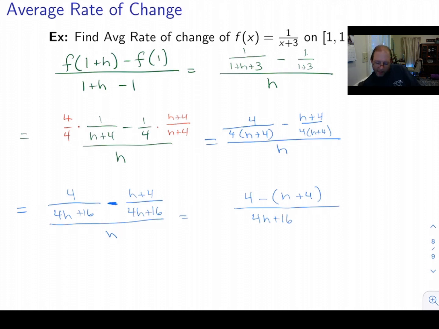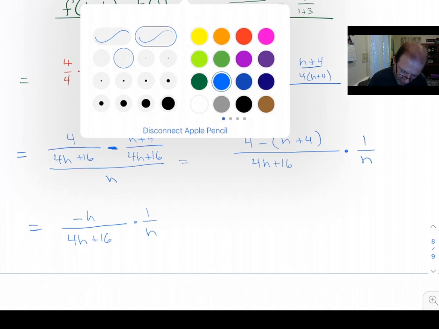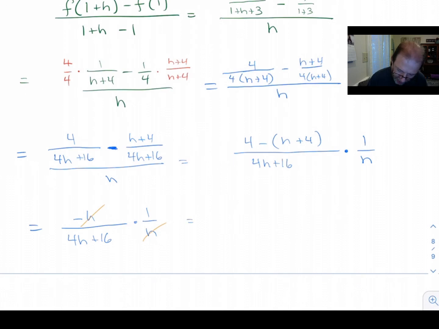Instead of keeping that compound fraction, instead of dividing by h, you can just multiply all this by 1 over h. And now nice stuff happens here. Up top, you get 4 minus h and then minus 4. So the 4's cancel and you're just left with negative h. On bottom, you've got 4h plus 16. And then you're multiplying by 1 over h. You can cancel these guys here. And so you're left with negative 1 on top, then 4h plus 16 on the bottom. And that's our final answer.